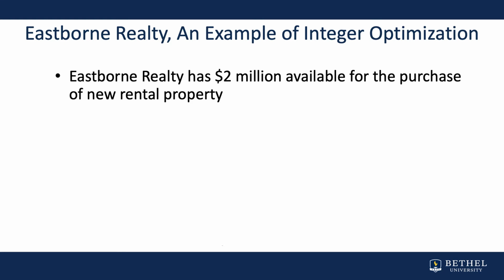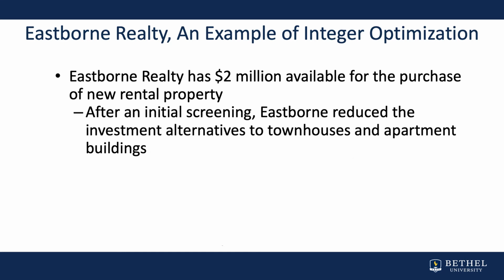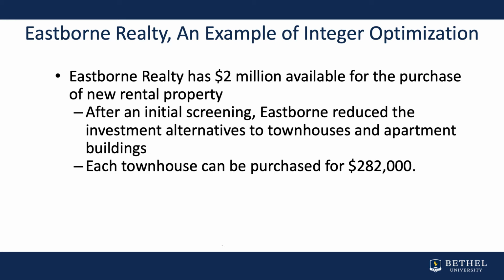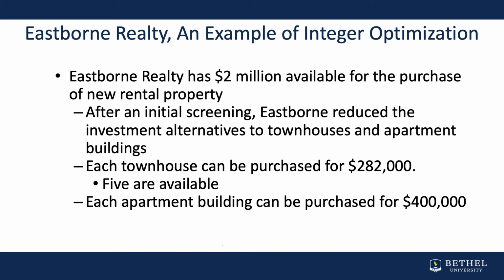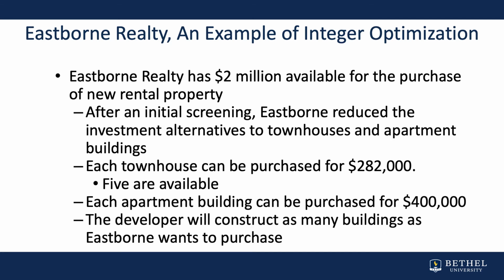Eastborne Realty has $2 billion available for purchase of new rental property. So for all of you real estate people out there, this is going to be something that you can identify with. After an initial screening, Eastborne reduced the investment alternatives to townhomes and apartment buildings. So those are the two options in purchasing real estate. Each townhouse can be purchased for $282,000. 5 are available. Each apartment building can be purchased for $400,000. The developer will construct as many buildings as Eastborne wants to purchase. Sounds like a good deal, right?